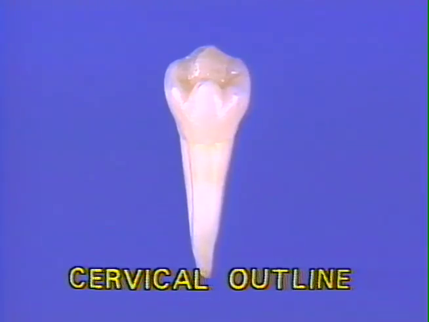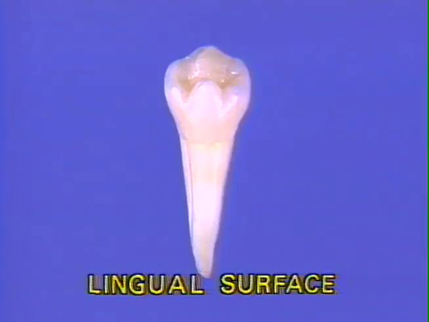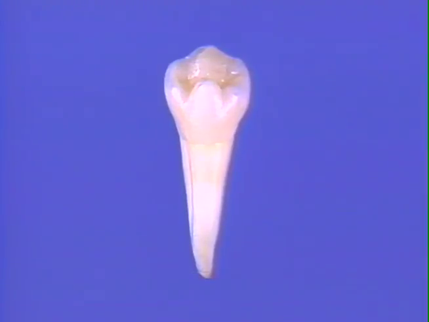Cervical outline. The cervical line is slightly convex toward the apex. Lingual surface. The lingual surface is uniformly convex. The lingual cusp tip is short, but may be sharp, and of its mesial and distal slopes, the distal is slightly longer, offsetting the cusp tip to the mesial.